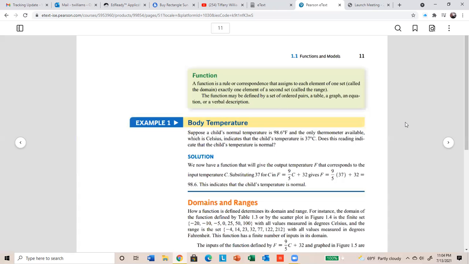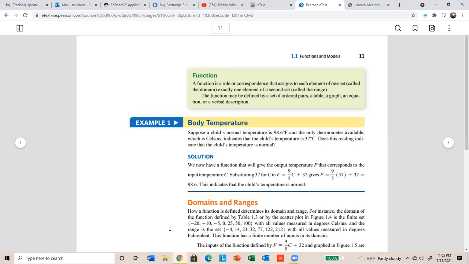Okay, so let's skip over to page 11 here. Here is our definition of a function. A function is a rule or correspondence that assigns to each element of one set, called the domain, exactly one element of a second set, called the range. So the function may be defined as a set of ordered pairs, a table, a graph, an equation, or a verbal description. We are going to see all of these examples used where we're asked to figure out if it's a function or not.